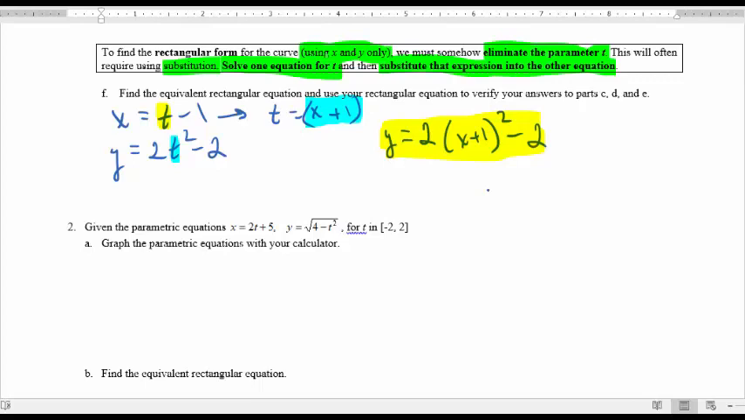All right. So usually that's the process that you'll use to convert from parametric form to rectangular form. Solve one equation for t, and then substitute that expression into the other equation.